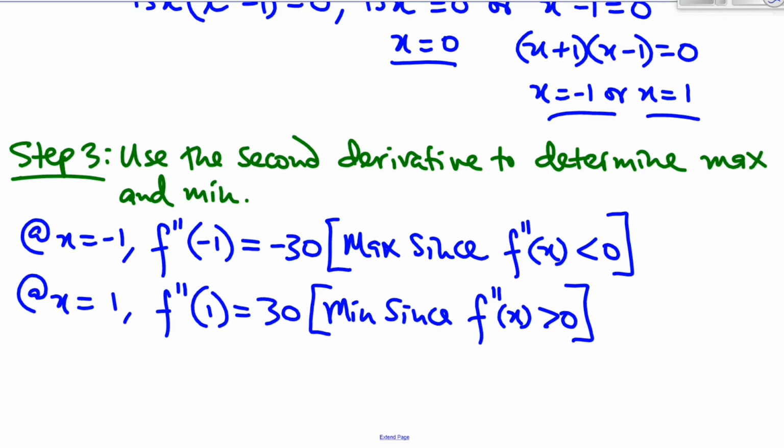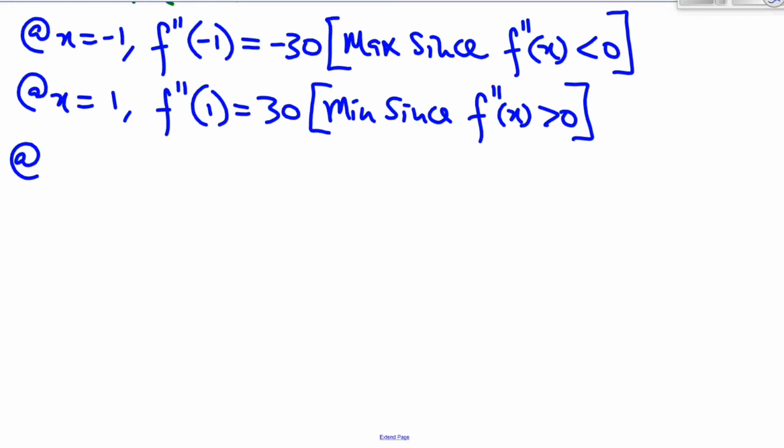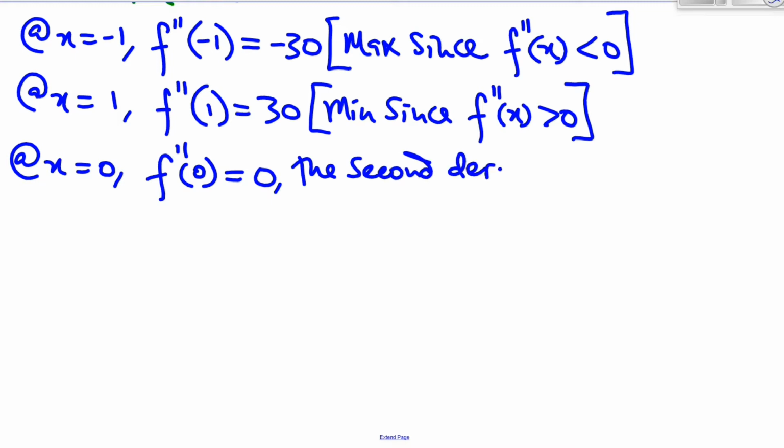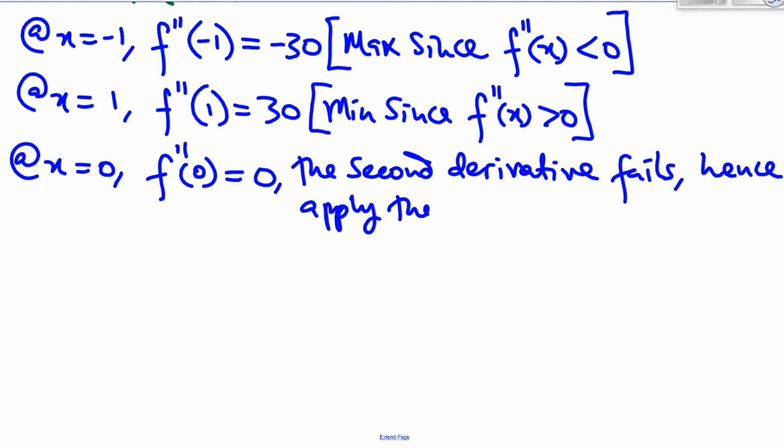Okay, how about at x = 0? At x = 0, the second derivative will just be equal to 0, which means that the second derivative test fails. And previously we discussed that if the second derivative fails, we need to apply the first derivative. Hence, apply the first derivative test.